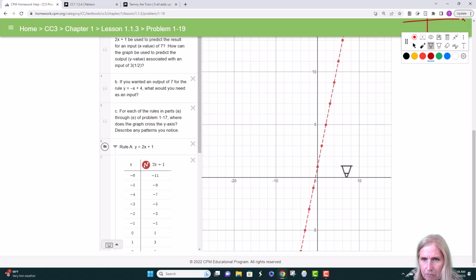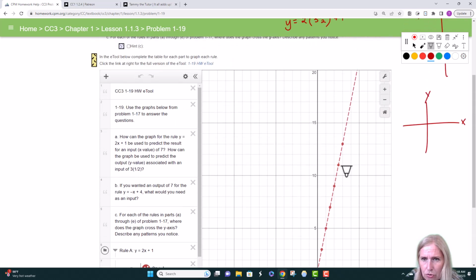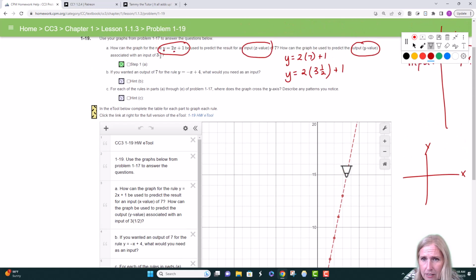You guys see that? Okay, I'm going to go straight up until I see where that point hits. Right here. Now go to the left, because this is your y or your output. So when you had an input of 7, your output, or your y, is 15. I'm going to write that down really quick.